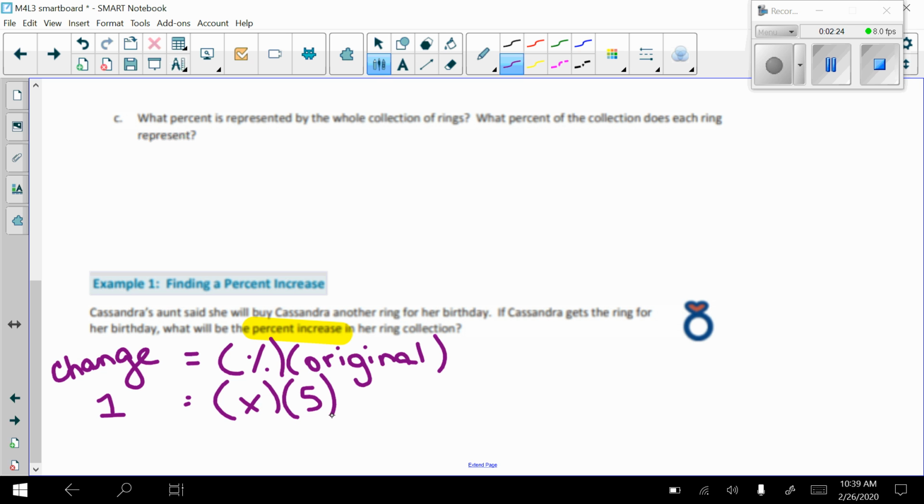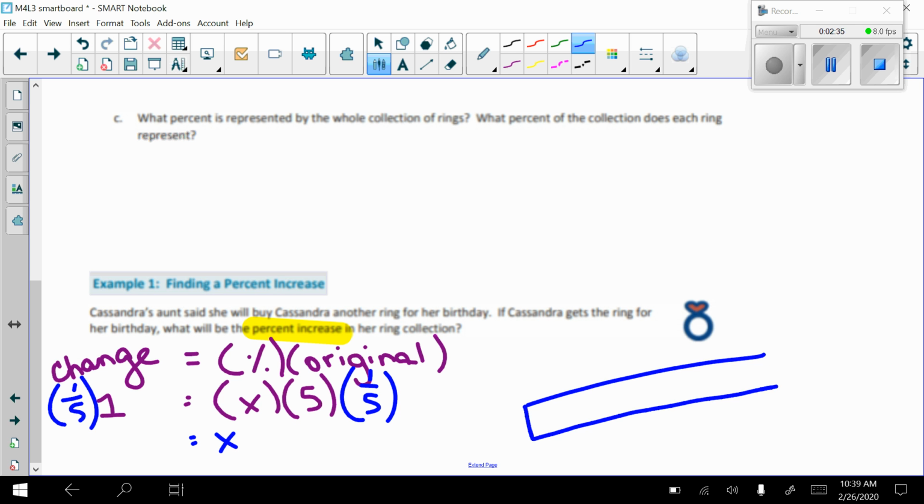We're going to solve it just like we've been solving all the other ones. Multiply by the reciprocal. And I type into my calculator 1 divide 5 times 1, and that works out to be 0.2. So what was the percent increase? She has a 20% increase. And I do need you to write the word increase or the word decrease depending on what is happening. So let's do a few more problems like this.